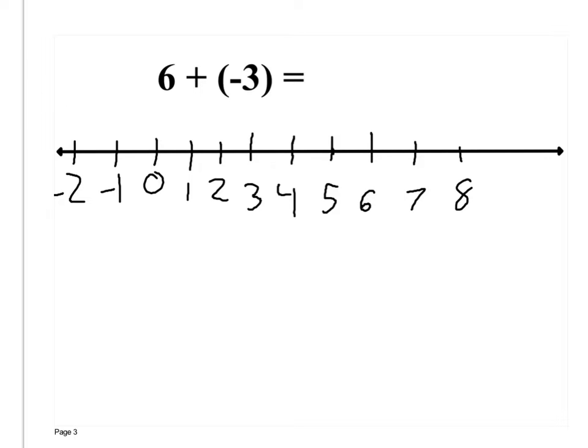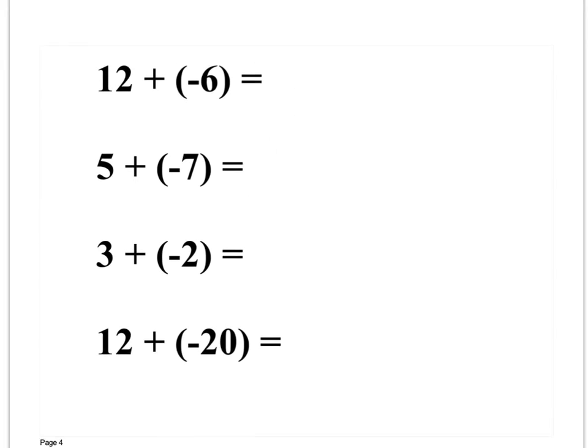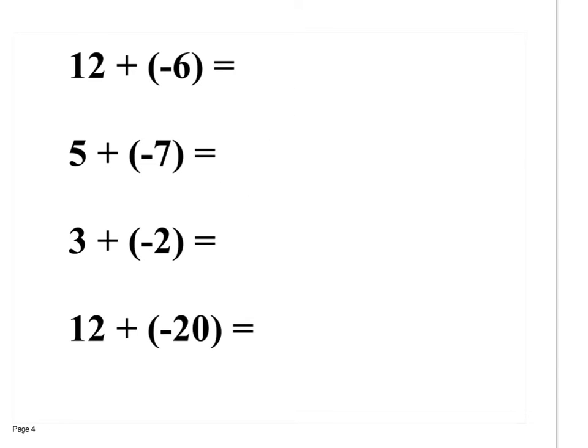One's positive, one's negative. 6 plus -3. So we start at 6. We go 3 to the left. When we're adding a negative number, we go left. Subtracting a number, we go left. As Brady said, the answer is 3. Write these down. 12 plus -6. So I start at 12, I go 6 to the left. That would leave me with 6.